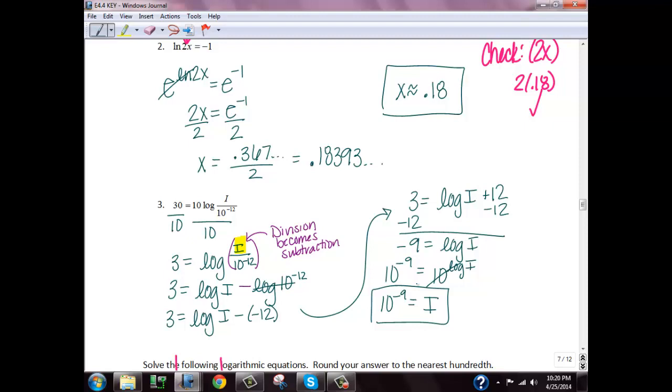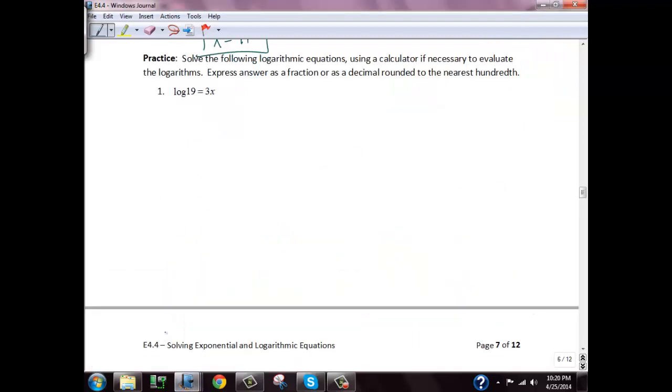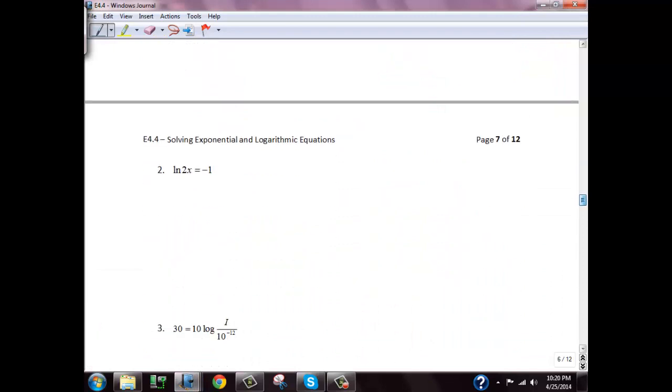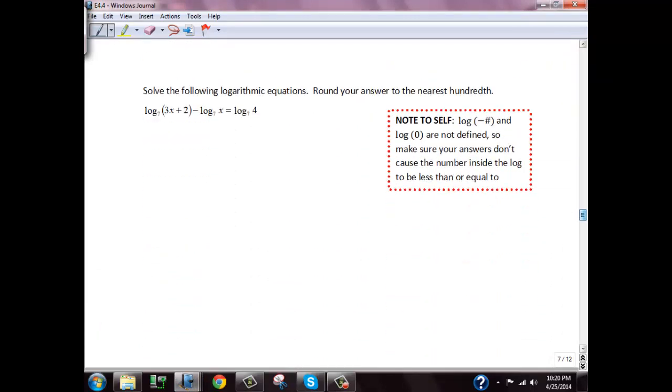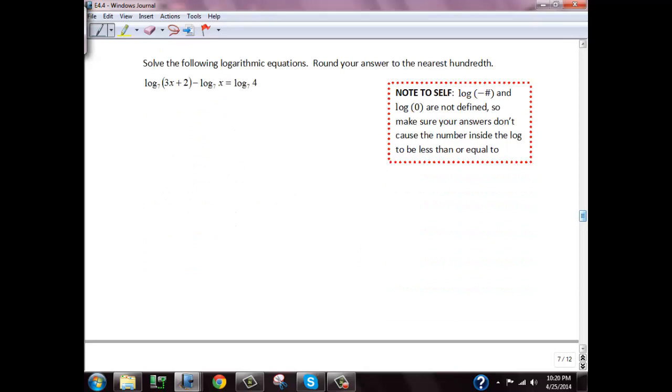Okay, I don't think I assigned any that are quite this hard, but I wanted to throw this in because the next couple of examples that we're going to go over deal with expanding and condensing. So I wanted to see if I could jog your memory just a little bit on that so that hopefully it's not a complete shock when we start doing it on the next problem.